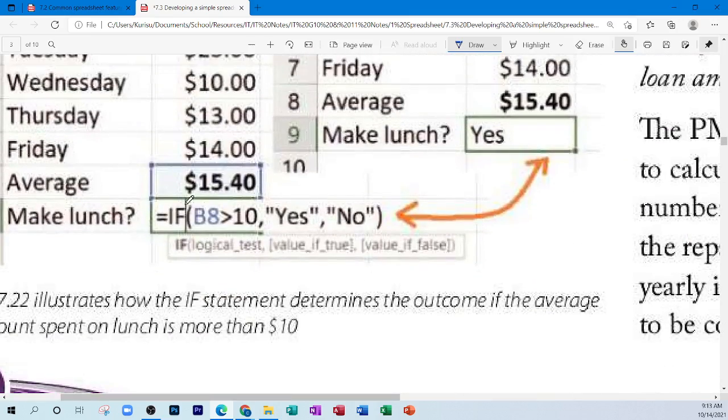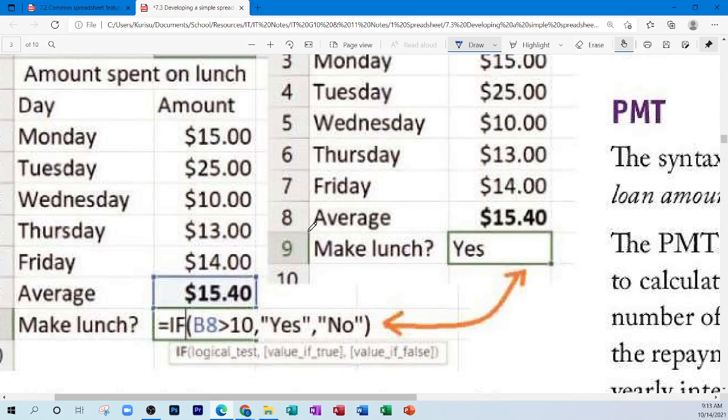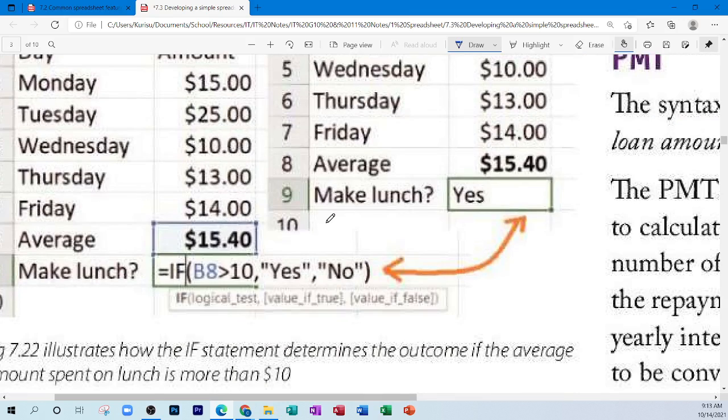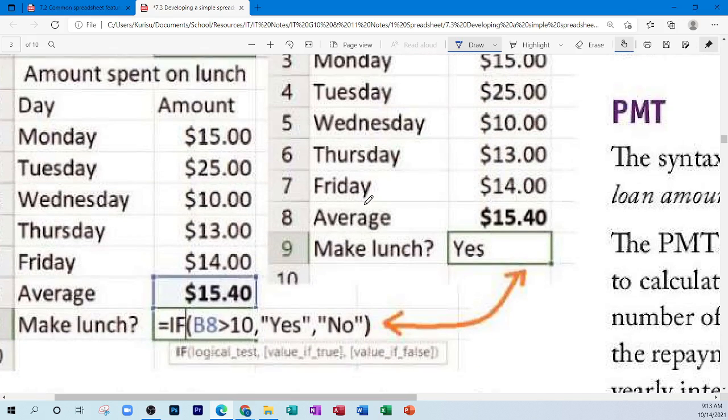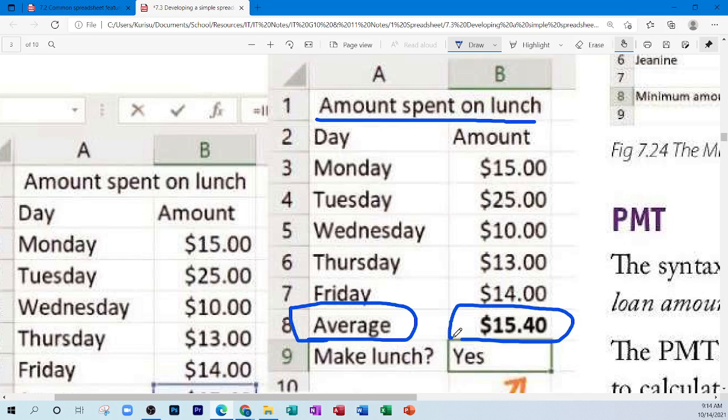So in this example here, they are checking to see, let me zoom out a little. Okay, good. So in this table here, it has amount spent on lunch. We have the days on the left, the amount on the right. So on Monday, somebody spent $15, Tuesday $25, Wednesday $10, Thursday $13, Friday $14, and they use the average function to calculate what is the average they would have spent here.